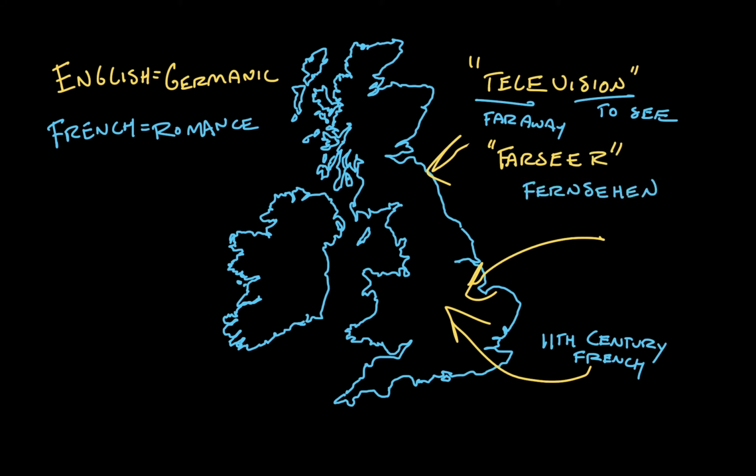So, why do we have Greek and Latin in our vocabulary? Because England was colonized by French speakers almost 1,000 years ago. Imagine what English will sound like in another 1,000 years.